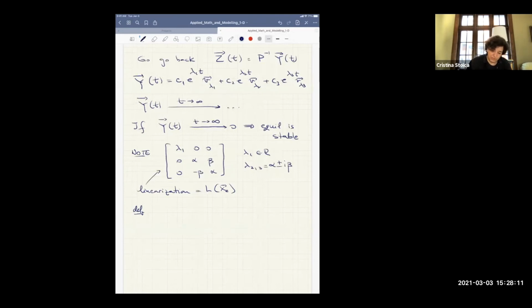So first we're going to put this definition. XE is called a hyperbolic equilibrium. This is a good one. It's the one for which the eigenvalues are sufficient. The real part of any eigenvalue lambda of the linearization matrix at the equilibrium point is non-zero. And obviously it is not hyperbolic if there is an eigenvalue for which the real part is zero.